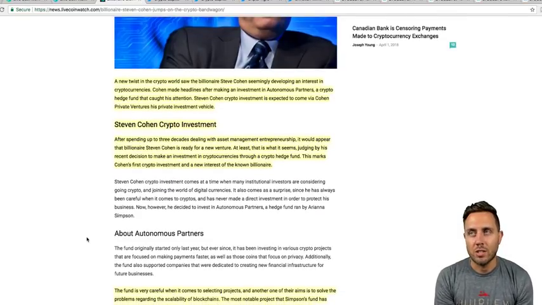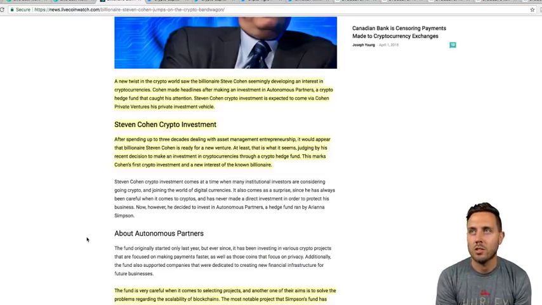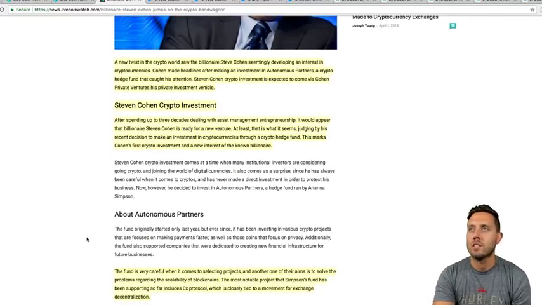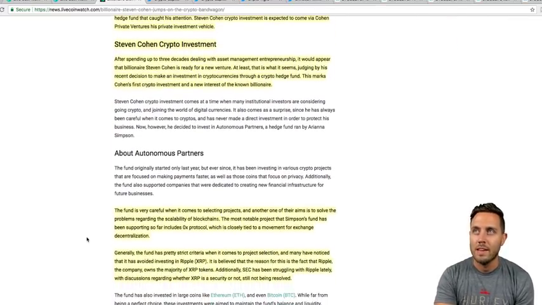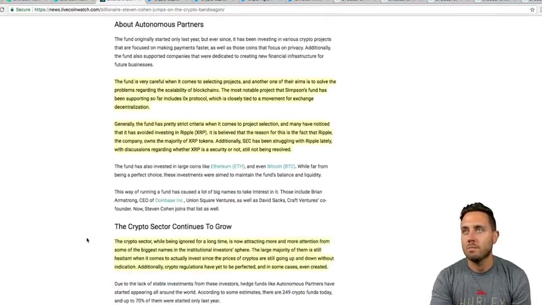seemingly developing an interest in cryptocurrencies. Cohen made headlines after making an investment in Autonomous Partners, a crypto hedge fund that caught his attention. Steven Cohen's crypto investment is expected to come via Cohen Private Ventures, his private investment vehicle. After spending up to 3 decades dealing with asset management entrepreneurship, it would appear that billionaire Steven Cohen is ready for a new venture. At least that's what it seems, judging by his recent decision to make an investment in cryptocurrencies through a crypto hedge fund. This makes Cohen's first crypto investment and new interest of the known billionaire.